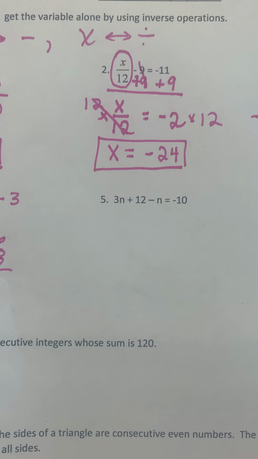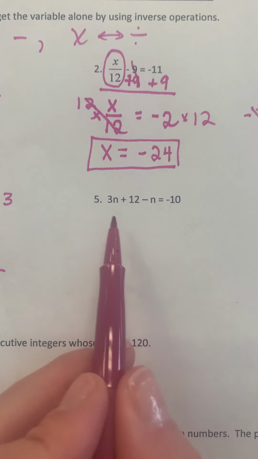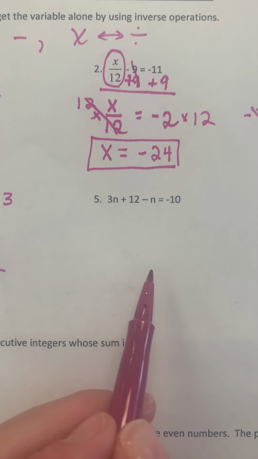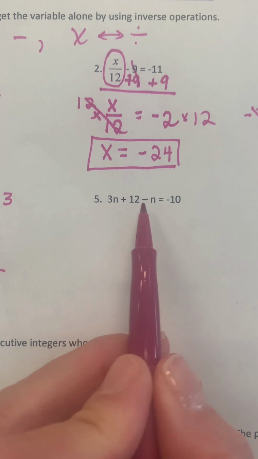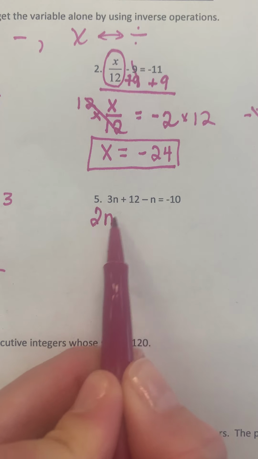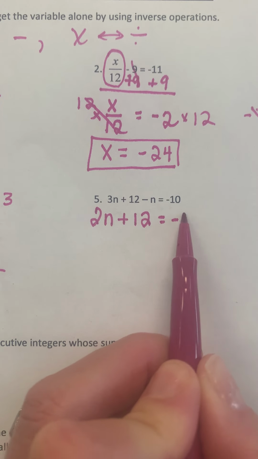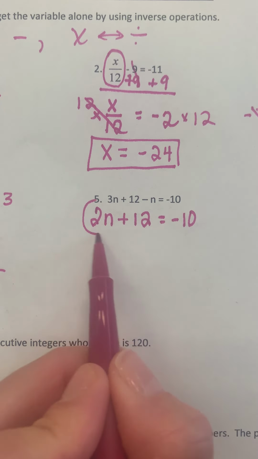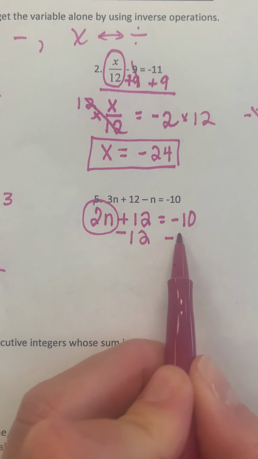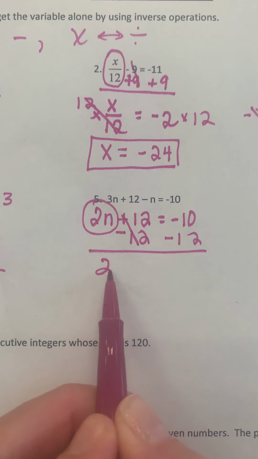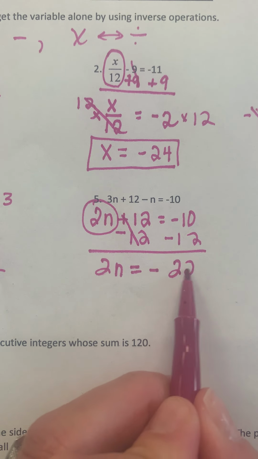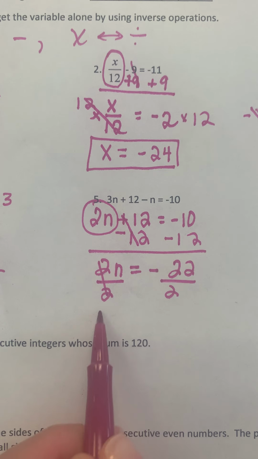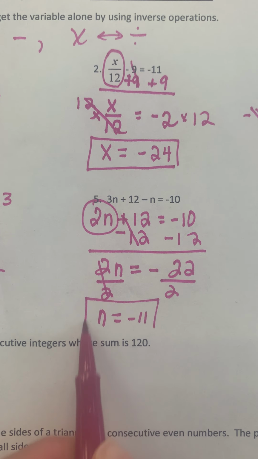Number 5. You have more than one term here, like terms. So you want to do that the very first thing. If there was distributive, you would want to get rid of the parentheses first, then collect like terms. So 3n minus n is 2n plus 12 equals negative 10. You want to get this 2n by itself. So you want to do the opposite. You bring the 2n down. Negative 10 and negative 12 is negative 22. Divide by 2, you get negative 11.